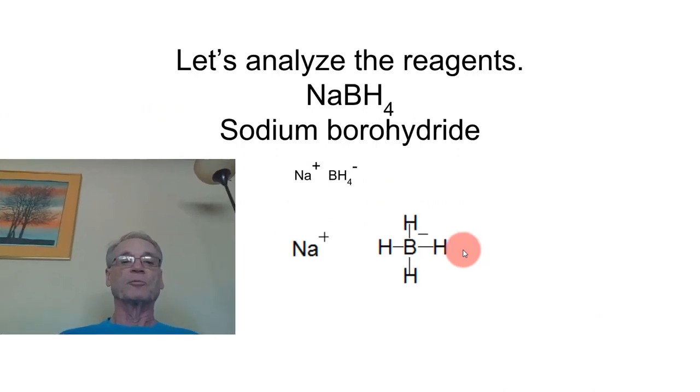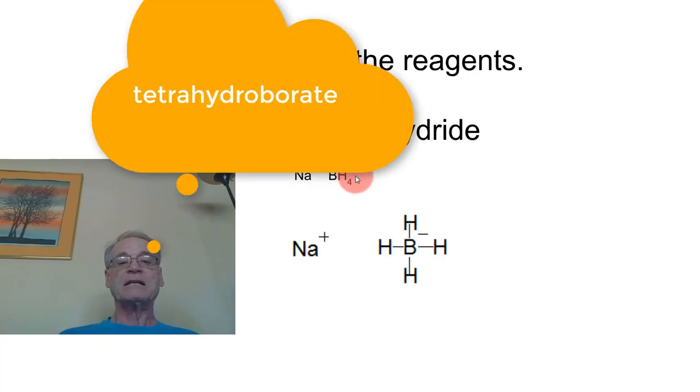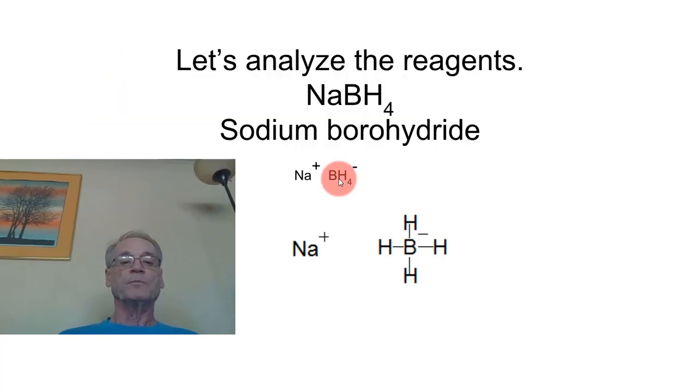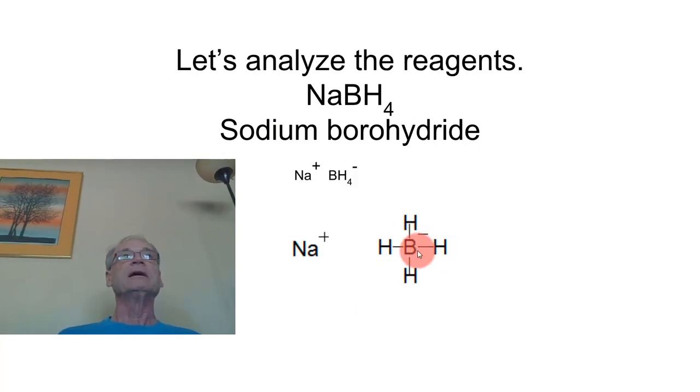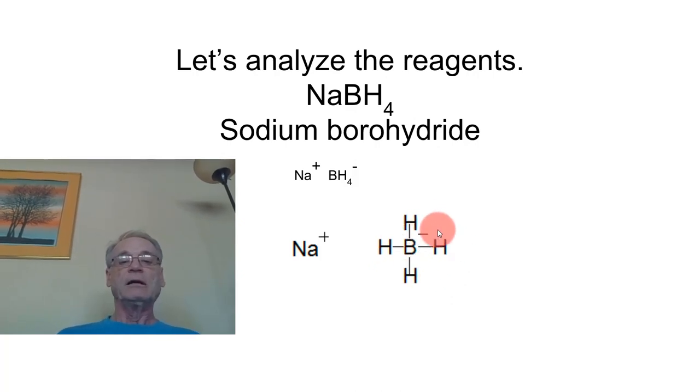Now let's analyze sodium borohydride, NaBH4. It's an ionic compound. The sodium is the positive part. Tetrahydroborate, or sometimes called borohydride, is a boron with 4 hydrogens and a negative charge. Here's a little dot structure, a boron with 4 hydrogens. Because boron has a valence of 3, the boron here, even though it has an octet, has 1 extra electron, so therefore it's negative. And this is the borohydride ion.